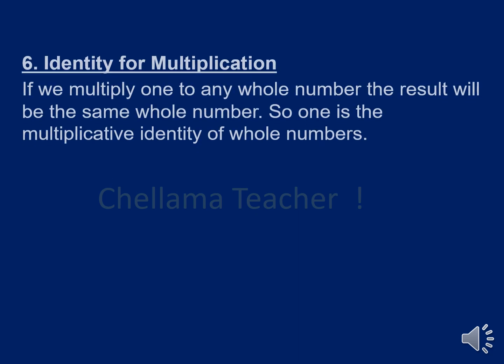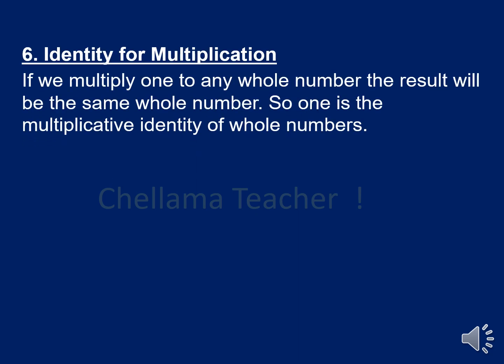The sixth one is identity for multiplication. If we multiply 1 to any number, the result will be the same whole number. So 1 is the multiplicative identity of whole numbers.